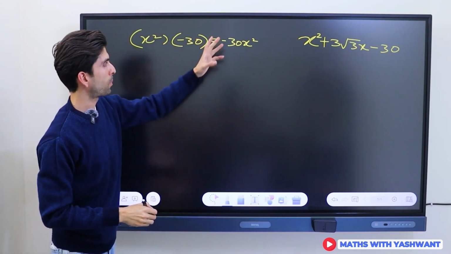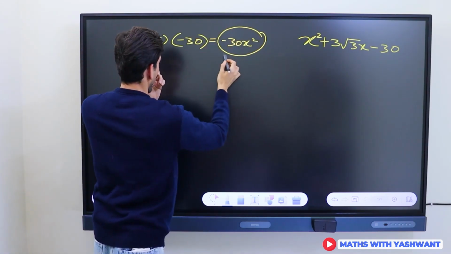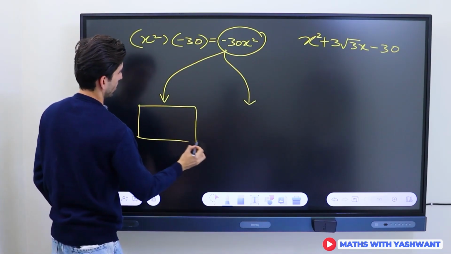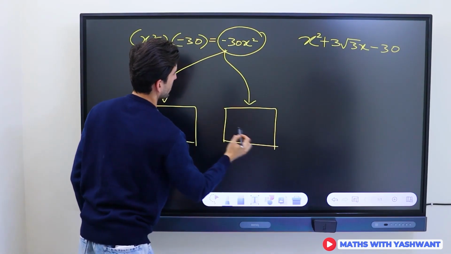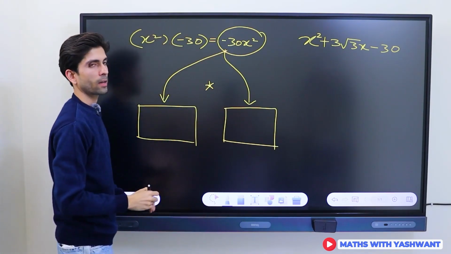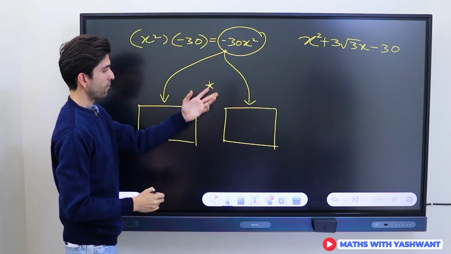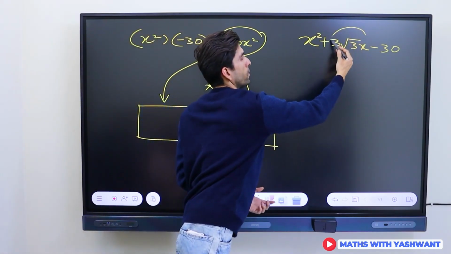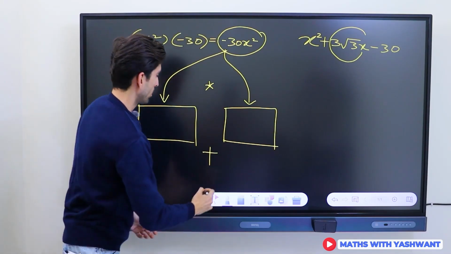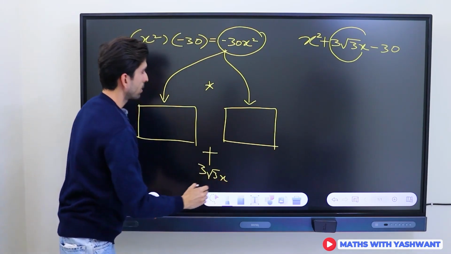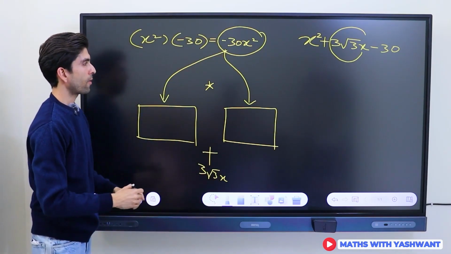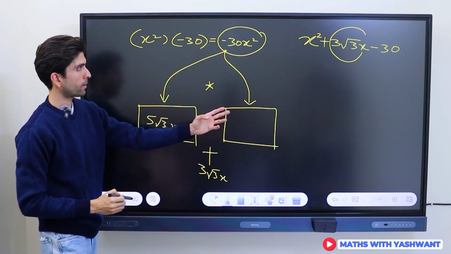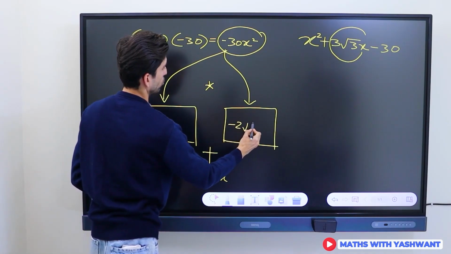Now we will split the product minus 30x squared into two parts in such a way that if we multiply these splitted parts, we again get back minus 30x squared. And if we add these splitted parts, we must get the middle term of the quadratic, which is actually 3 root 3x. So I can feel here, if I take 5 root 3x and minus 2 root 3x.